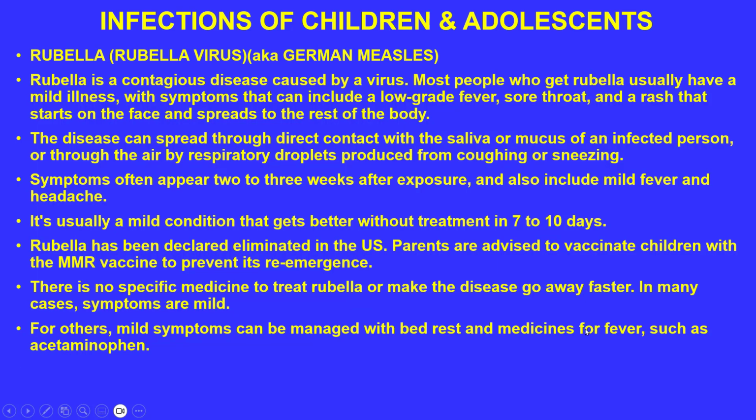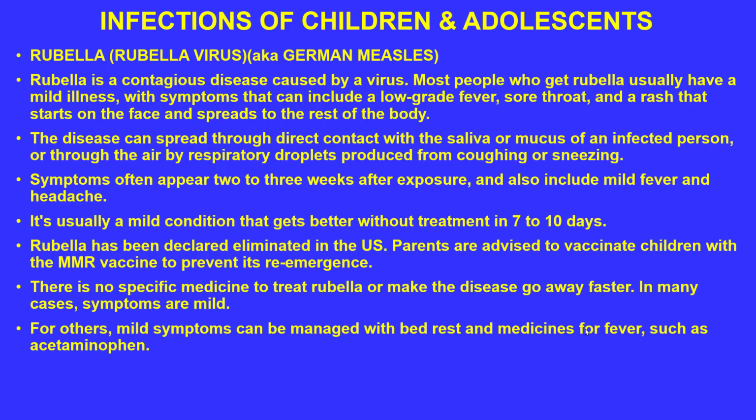Rubella. Now, rubella they used to call also German measles. It's caused by the rubella virus, and it is a contagious disease that is caused by a virus. Most people who get rubella usually have a mild illness with symptoms that can include a low-grade fever, sore throat, a rash that starts on the face and spreads to the rest of the body.